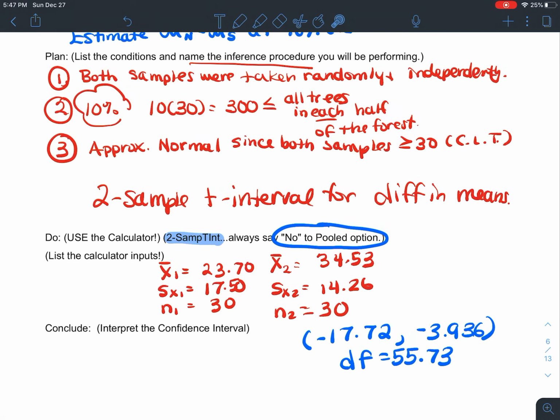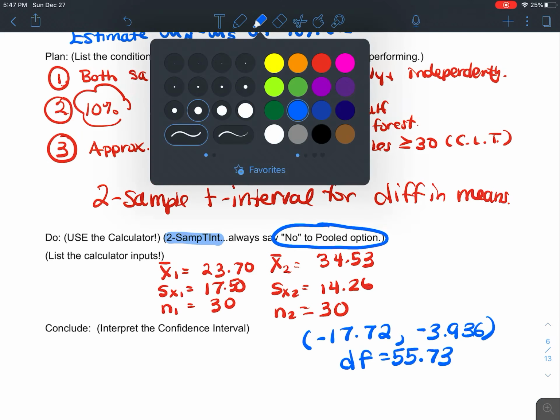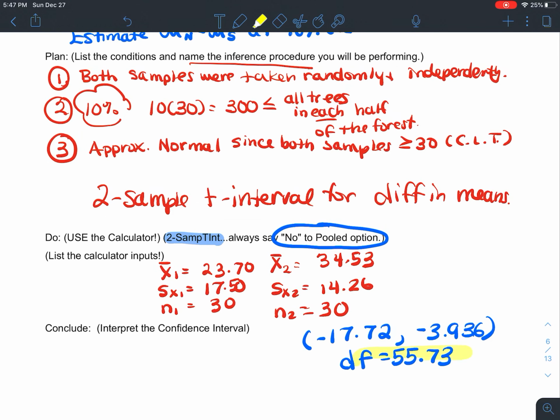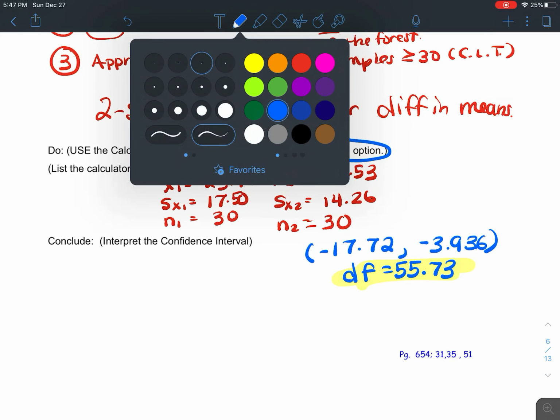Now, it might feel like this degrees of freedom is different than what I had just mentioned, where you take the smaller of the two sample sizes minus 1. You would use 29 for your degrees of freedom if you were doing it by hand using the formula. If you're using the calculator, just report whatever the degrees of freedom is from the calculator. In this case, 55.73. Now, you do have to draft a sentence to wrap this up.